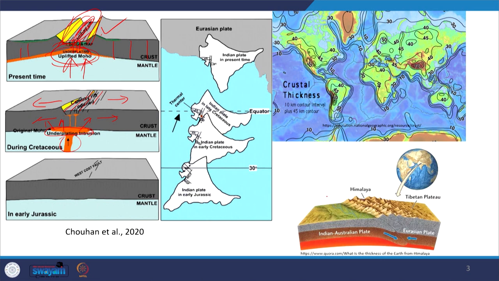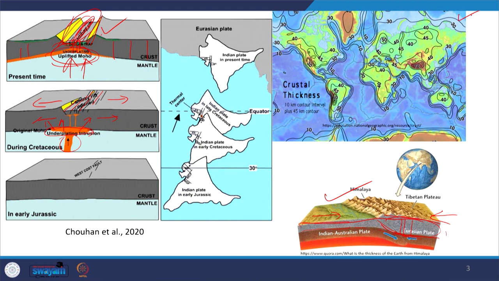Similarly, at the collisional mountain zones, if the Himalayas are taken as an example, here we have a crustal thickness of this much, but once we reach this Himalayan zone, due to the collision of the Indian and Eurasian plates, the crustal thickness is increasing. So, by and large, we can say crustal thickness is not the same throughout.